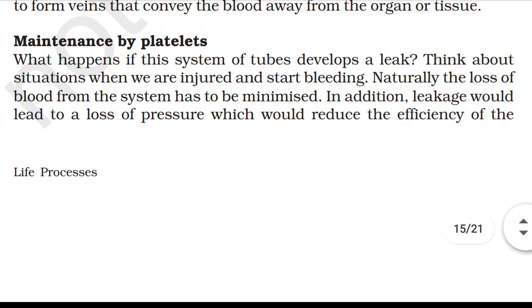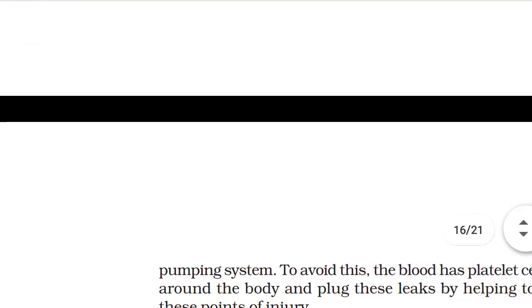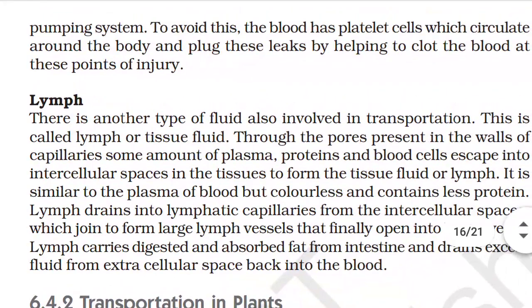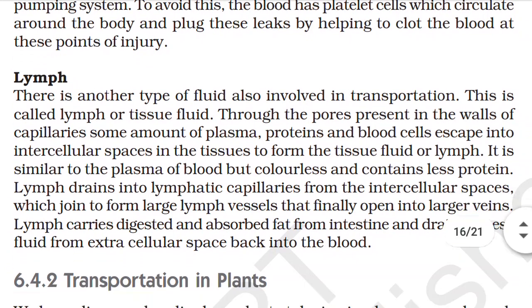Maintenance by platelets. What happens if this system of tubes develops a leak? Think about situations when we are injured and start bleeding. Naturally, the loss of blood from the system has to be minimized. In addition, leakage would lead to a loss of pressure which would reduce the efficiency of the pumping system. To avoid this, the blood has platelet cells which circulate around the body and plug these leaks by helping to clot the blood at these points of injury.